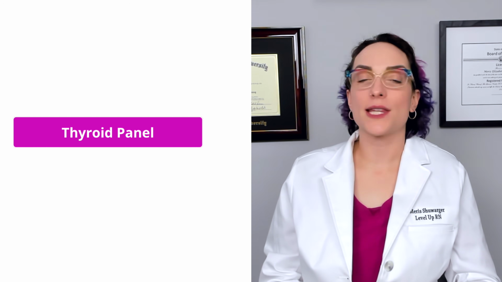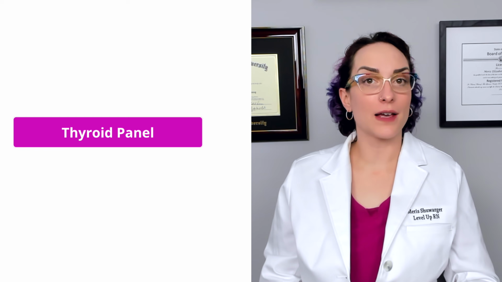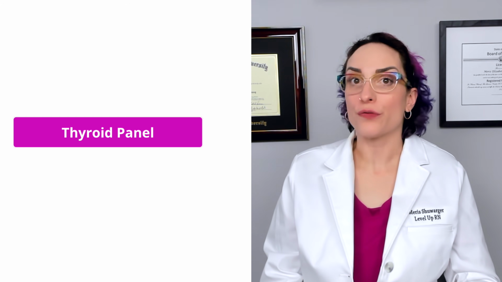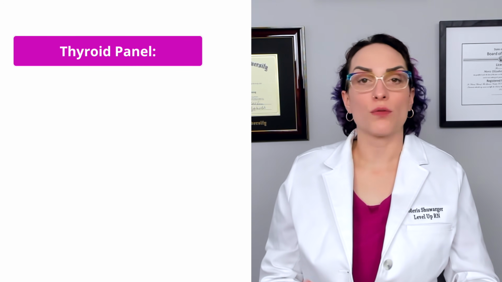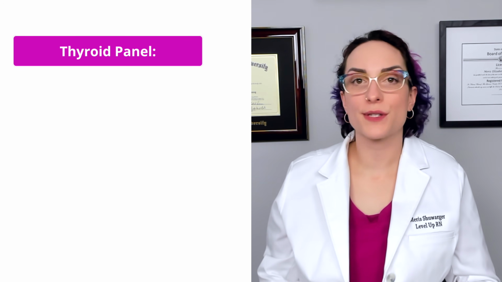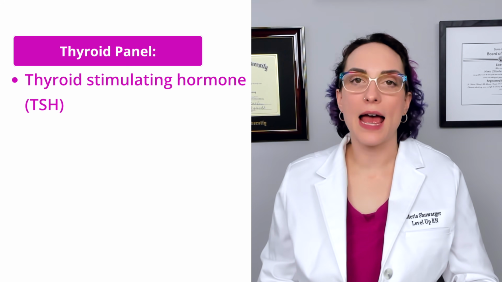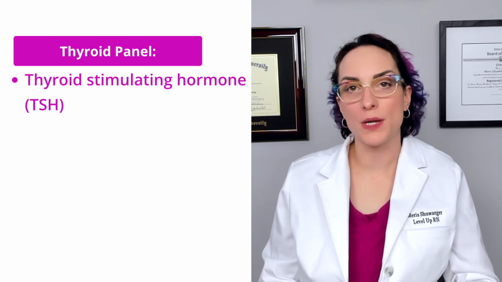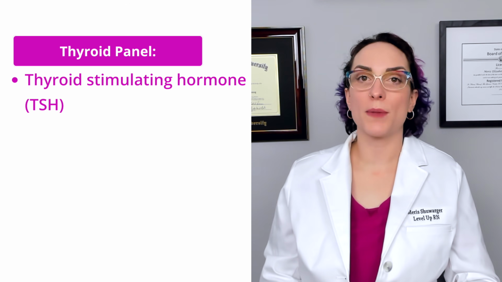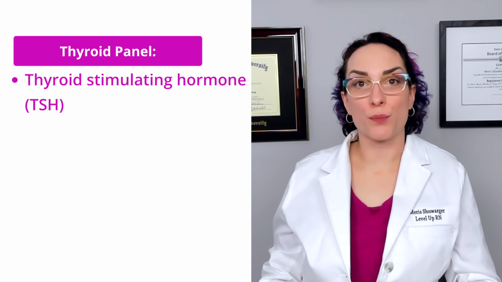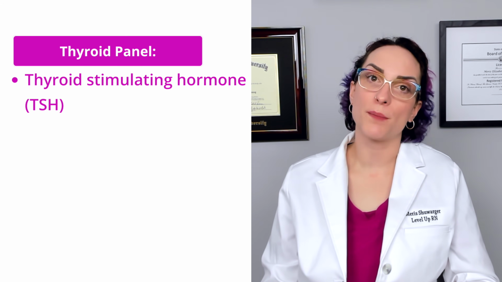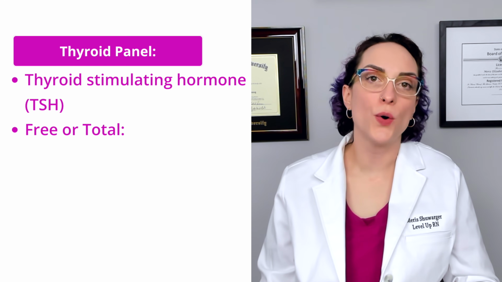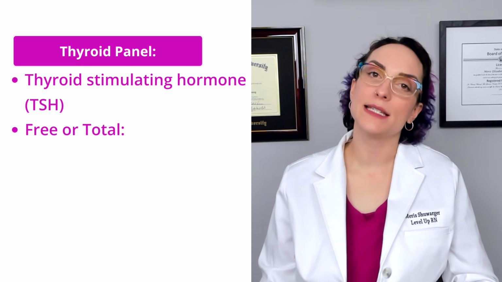So up next, we're looking at the thyroid panel. And as the name would suggest, this is going to be giving us some information about the different hormones that play a role in my thyroid function. So of course, right off the jump, one of the most important ones is going to be the TSH, the thyroid stimulating hormone. That's going to tell me what's going on at the level of the brain to stimulate the thyroid. And then I'm going to look at 2 other values. I'm going to look at the free or total T4 and T3.